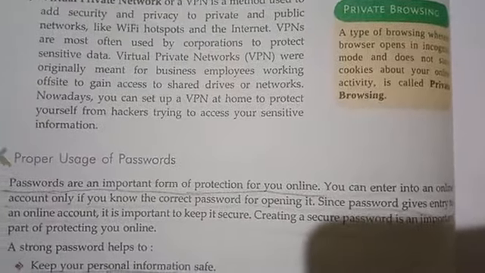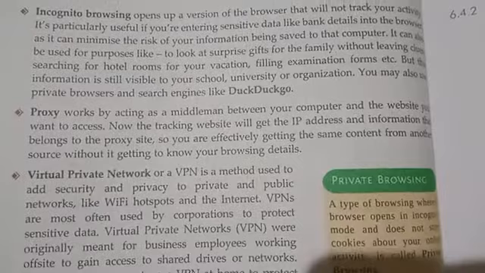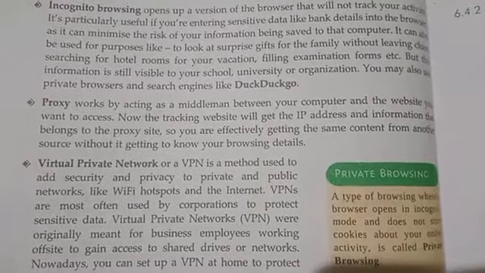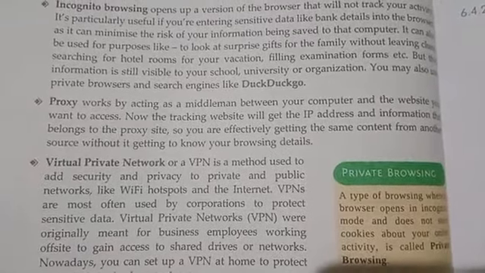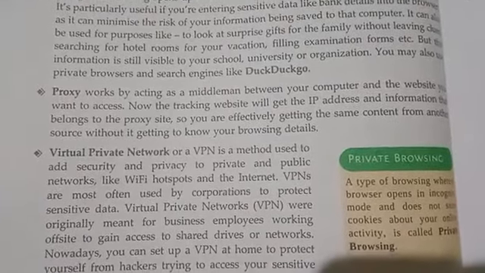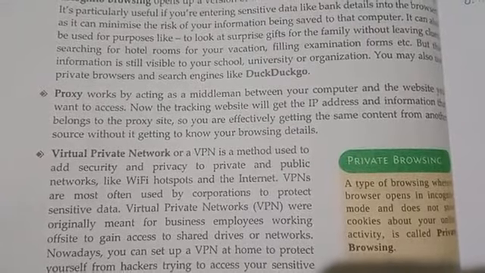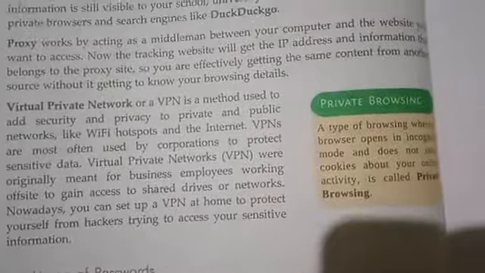So these are the three ways you can protect your information. The first one is incognito mode. It is a special mode. If you activate that mode, there is no search history and no cookie storing, so no personal information is revealed in incognito browsing. A proxy acts as the middleman between your computer and the destination website. The last one is the virtual private network, VPN.